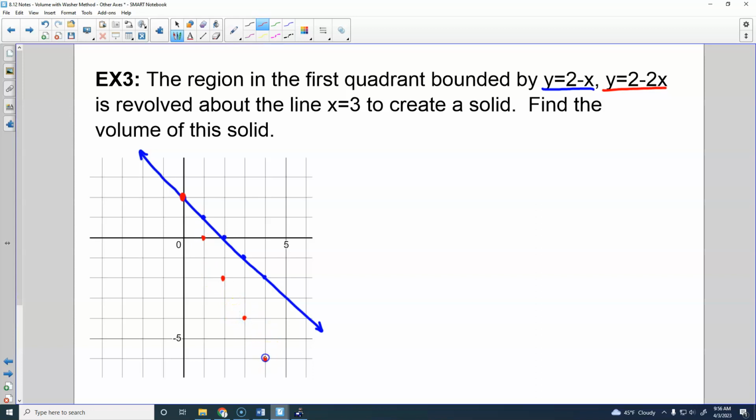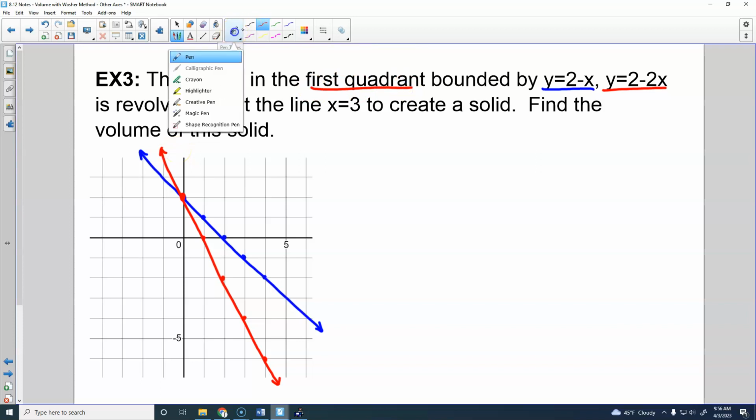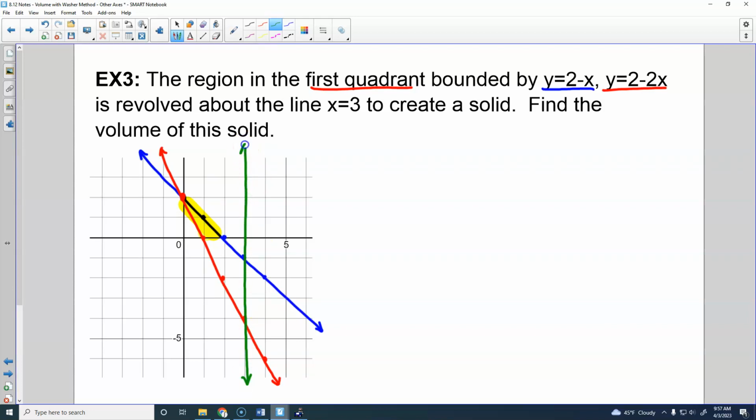We've got some more. And, okay, this tells first quadrant. So we're just looking at this area right here. And we are rotating that around the line x equals 3. X equals 3 is going to be this line right here, x equals 3.